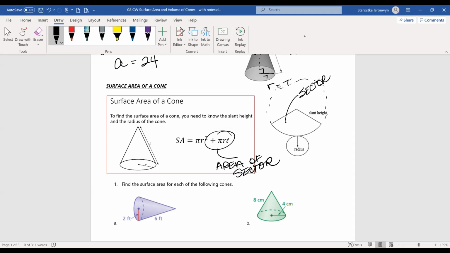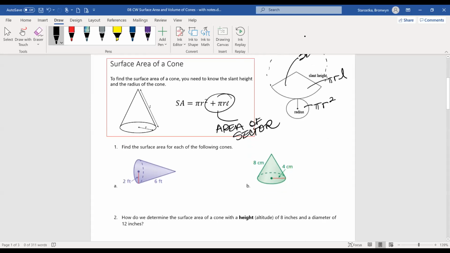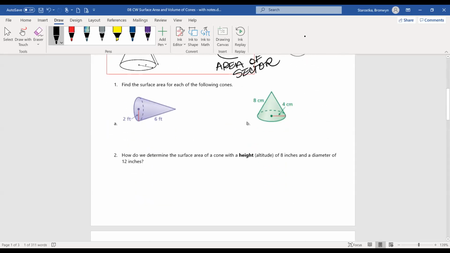So surface area of a cone, we just plug into the formula. Pi r squared, which is area of the circle, and pi RL, which is the area of the sector. The only thing you need to pay attention to is did I give you the diameter or not? And we'll also work backwards. So here we go. Let's plug in.